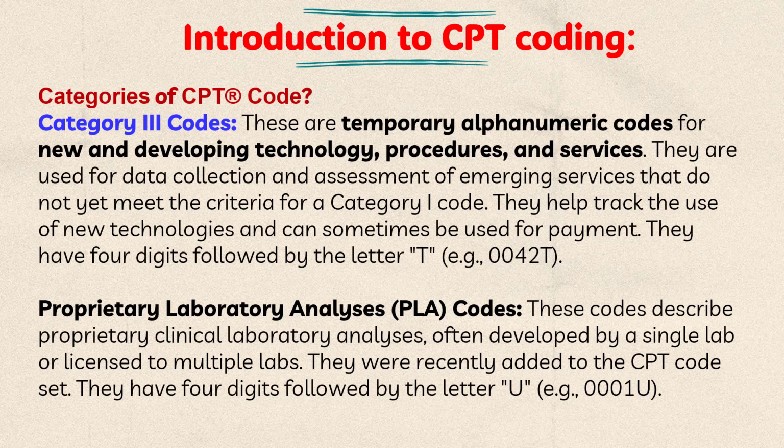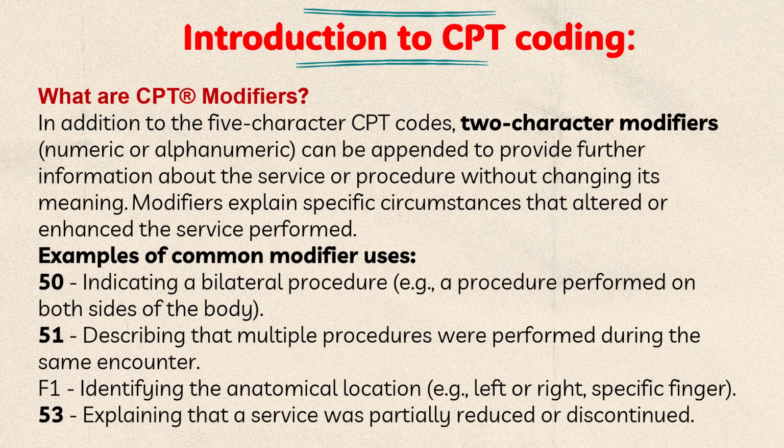In addition to these 3 categories, another new category is proprietary laboratory analysis, PLA codes. These codes describe proprietary clinical laboratory analyses, often developed by a single lab or licensed to multiple labs. They were recently added to the CPT code set. They have 4 digits followed by the letter U. Example here. So other than these codes, there are some modifiers.